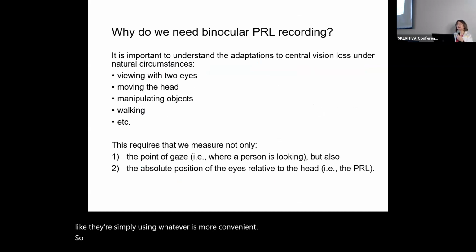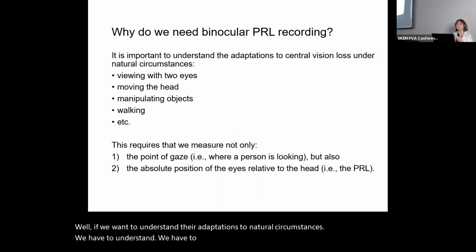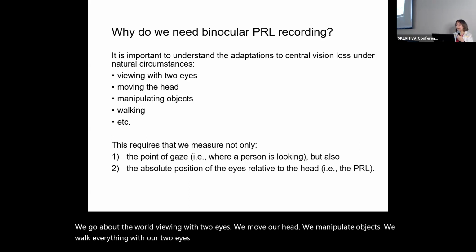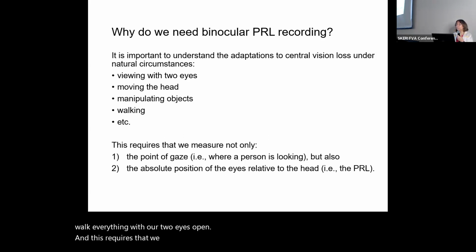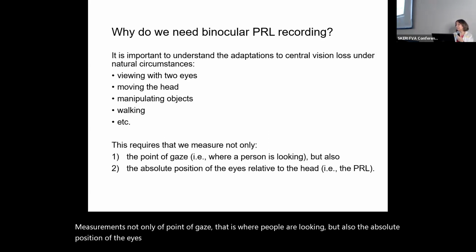So why do we need PRL recordings for patients with central vision loss? Well, if we want to understand their adaptations to natural circumstances, we have to measure their eyes binocularly. We go about the world viewing with two eyes. We move our head, we manipulate objects, we walk, everything with our two eyes open. And this requires that we make measurements not only of point of gaze, that is where people are looking, but also the absolute position of the eyes relative to the head, that is the PRL.